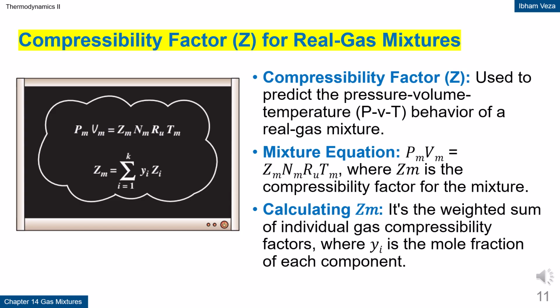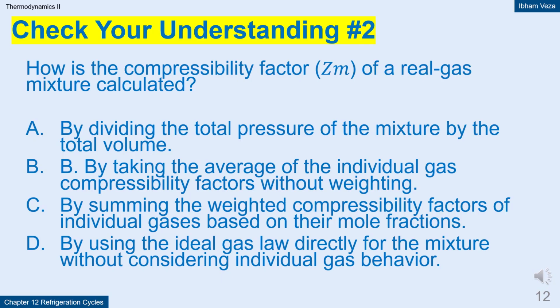The value of Z_M is not arbitrary, but is calculated as a weighted sum of the compressibility factors of the components. The weights are the mole fractions of each component in the mixture. In this way, the PVT behavior of real gas mixtures can be estimated more realistically. Answer C. By summing the weighted compressibility factors of individual gases based on their mole fractions.